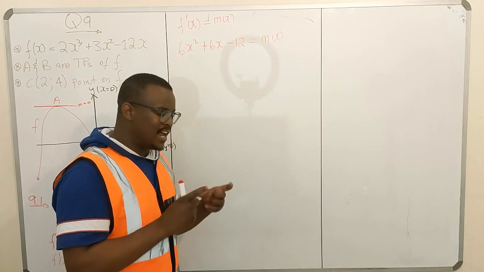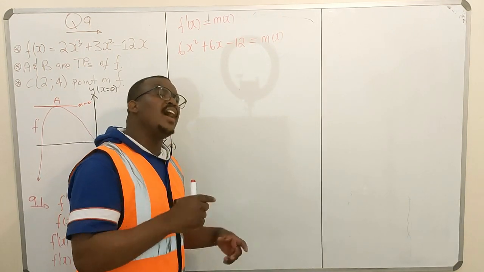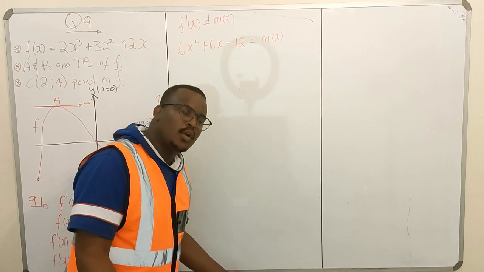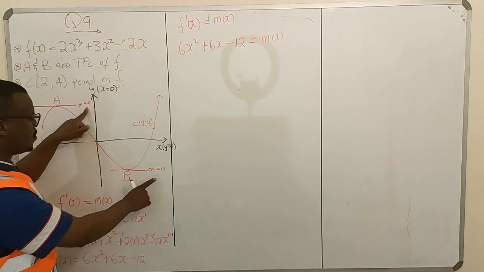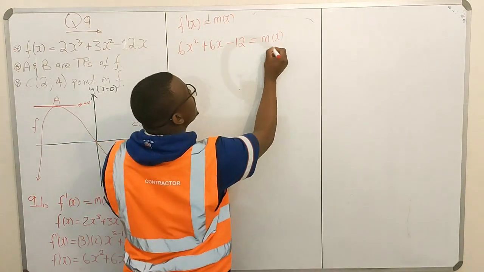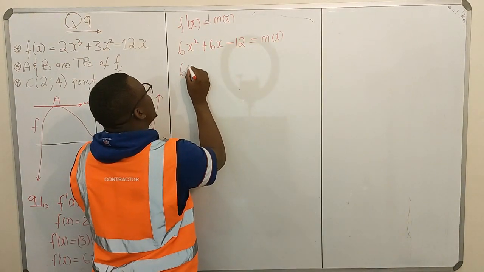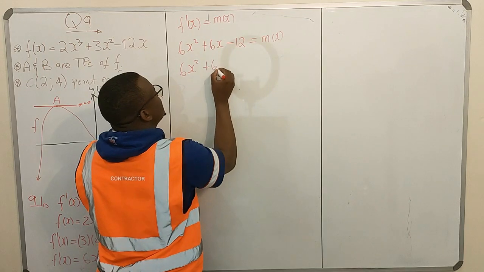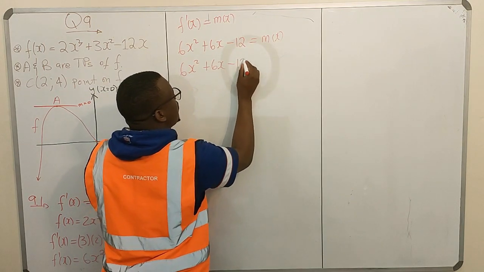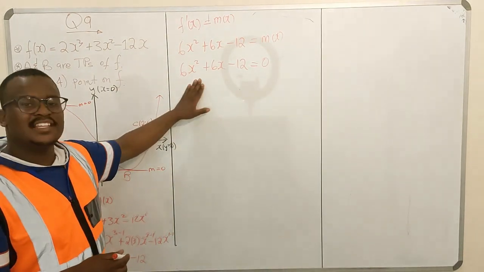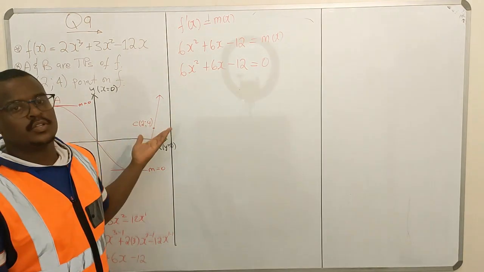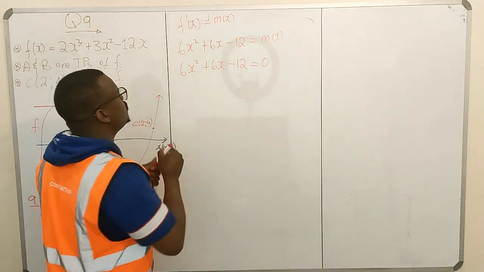So if we know our gradient at points A and B is 0, we want to find what those points are. How are you going to achieve that? You say, okay, I know that my gradient is 0, which means my m of x is 0 here. So we have 6x squared plus 6x minus 12 is equal to 0. If you're looking at this, it's like the question 1 situation: you're solving a quadratic equation. So what do you do?